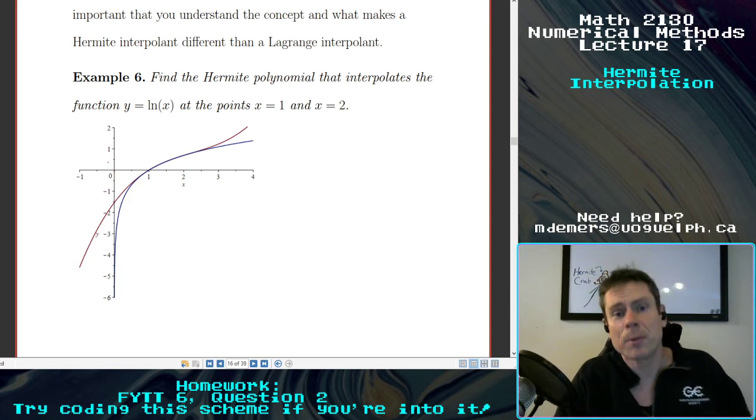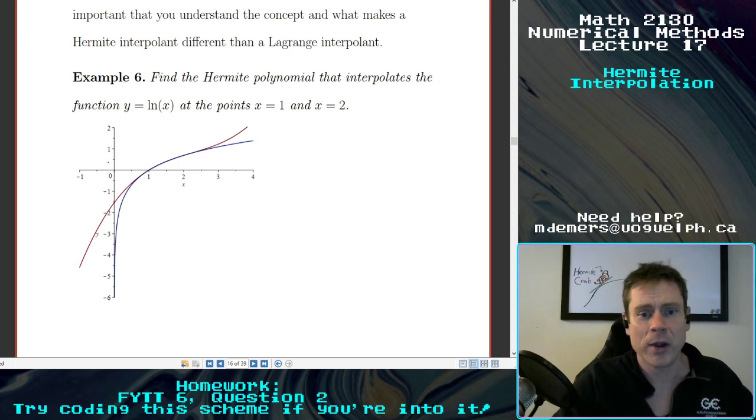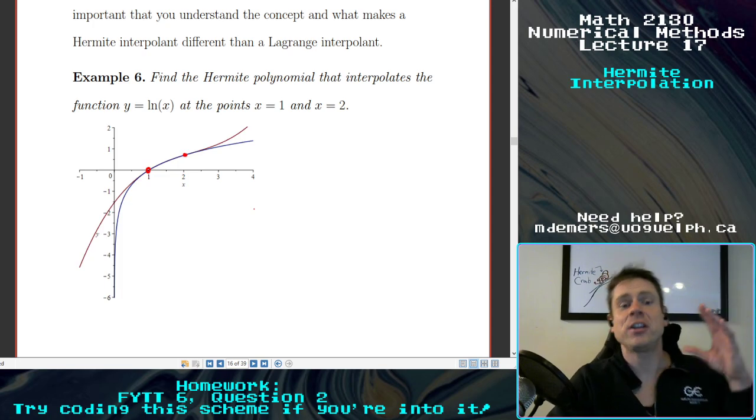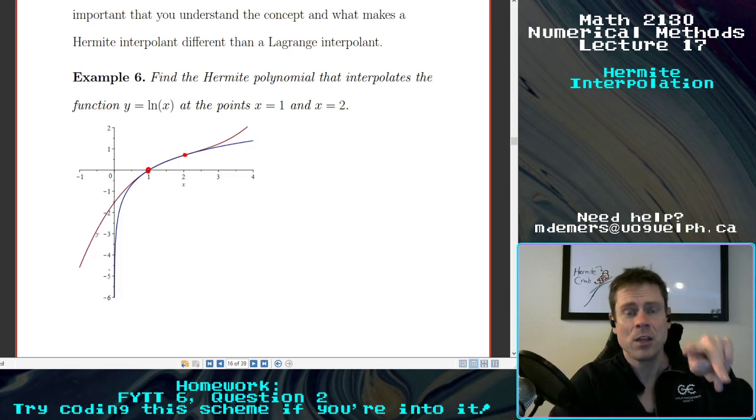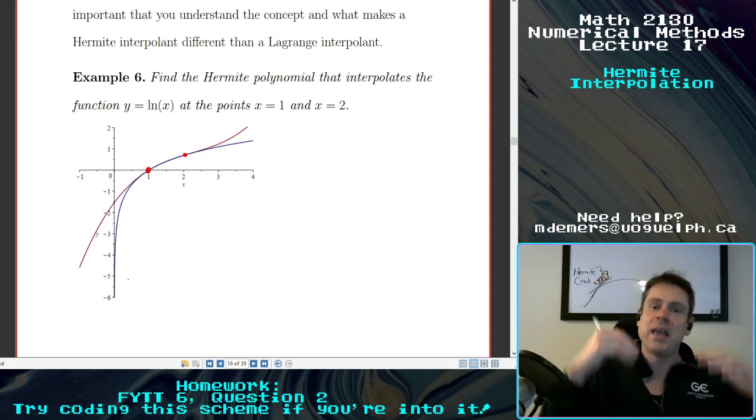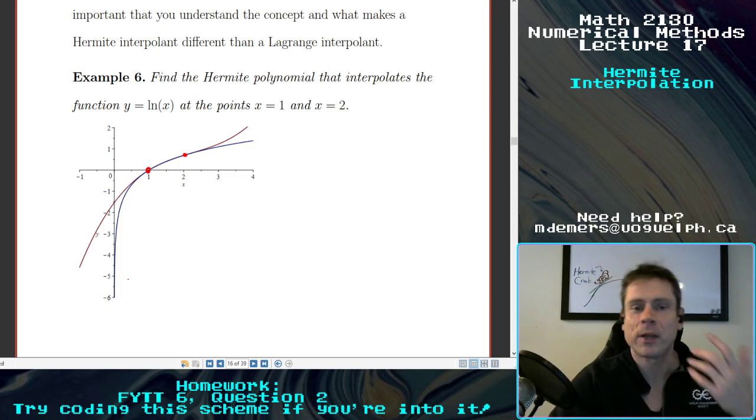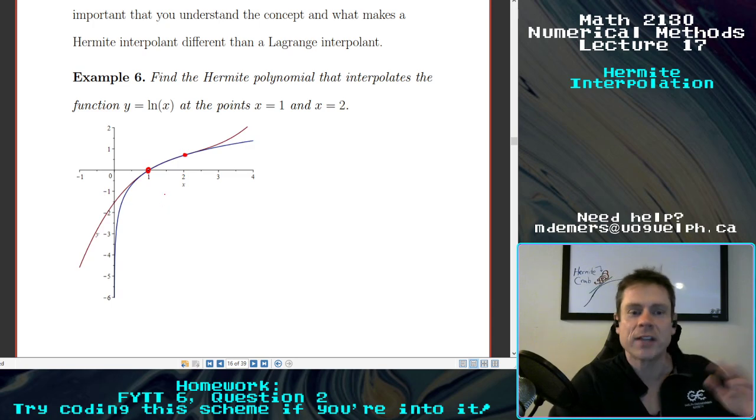We want to find a Hermite polynomial that interpolates the function y equals ln x at the points x equals 1 right here and x equals 2 right here. I've actually gone forward and graphed this, okay? I've graphed the answer, and you can see for yourself what that answer looks like. We have just 2 points here, so 2 points of information, but we are using both the heights and the slopes. And so we're going to have 4 different pieces of information that's going to yield a cubic function. And just look at this cubic.